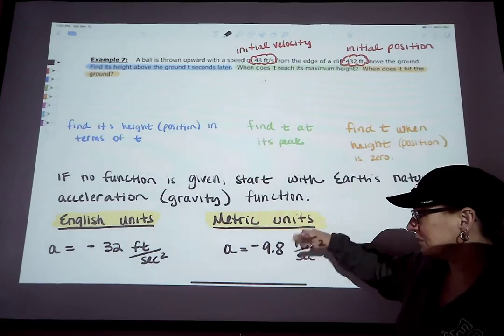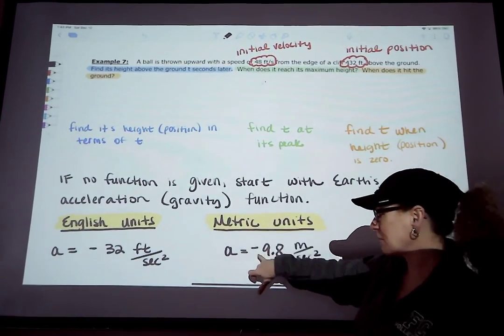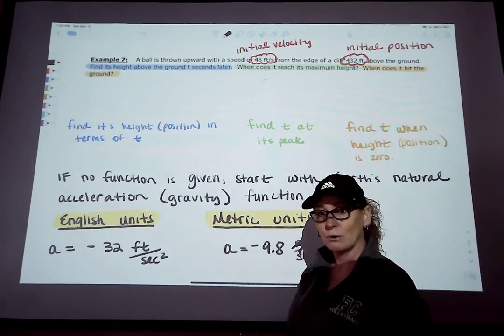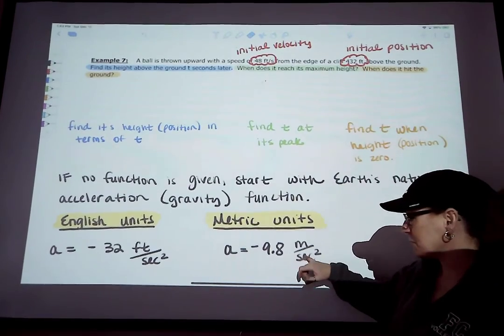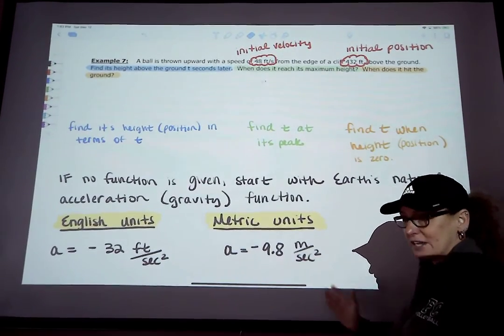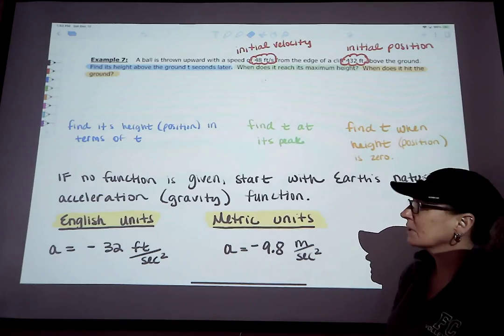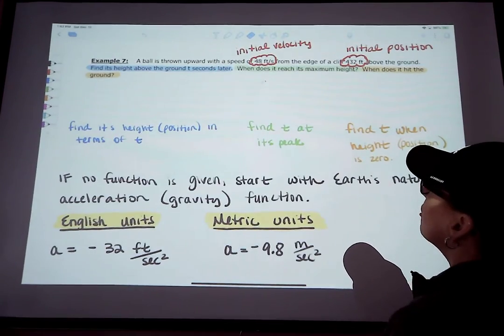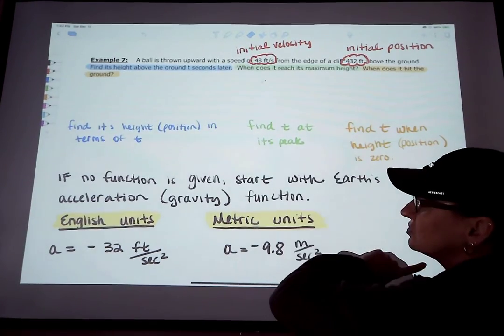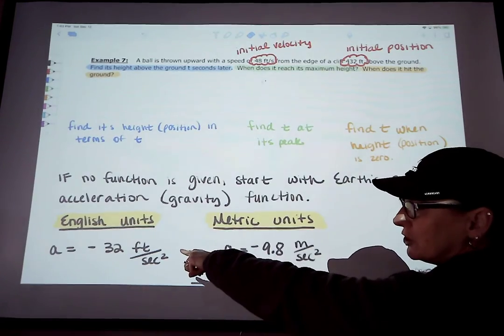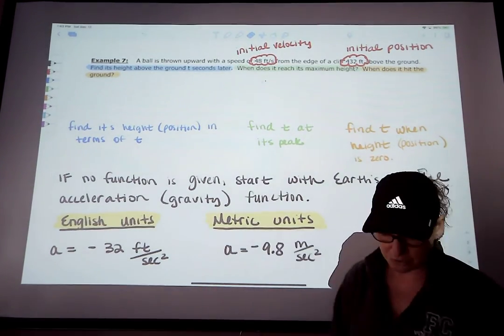Or in metric units, it's negative 9.8. Notice I put a negative on it because it's a downward pull. Meters per second. Every second. All right, what are we on here? We are in feet per second, so we are going to use the English units.